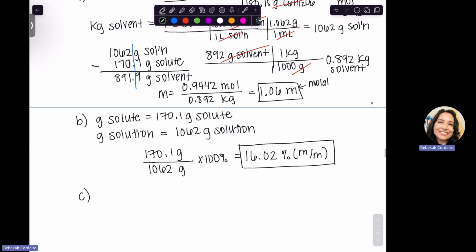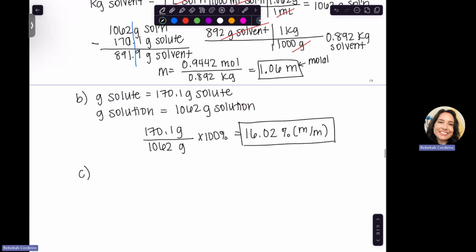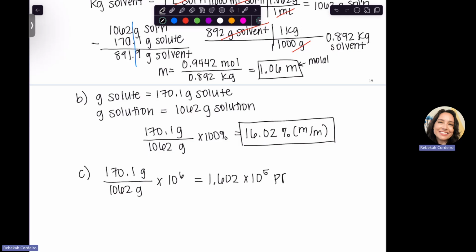So then we have part C, which is parts per million. So parts per million is going to be the same thing as the percent, but instead of times 100, we're going to times it by 10 to the 6, which is a million. So we're going to get 1.602 times 10 to the 5 ppm.